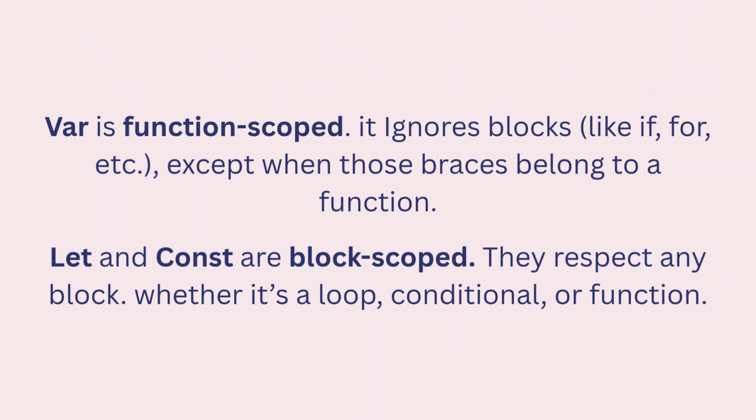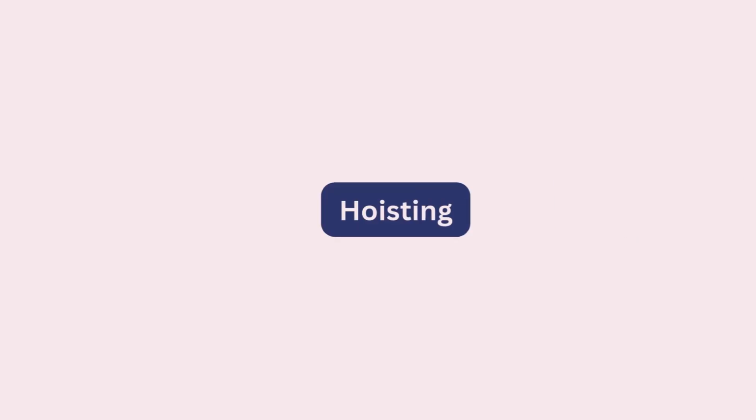So, var is function scoped. It ignores blocks, like if, for, etc., except when those braces belong to a function. Let and const are block scoped. They respect any block, whether it's a loop, conditional, or function.